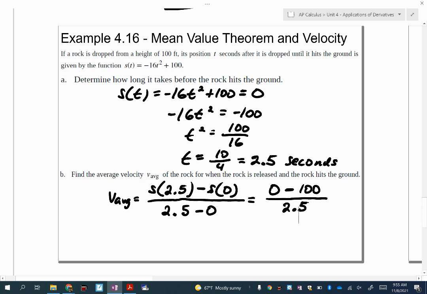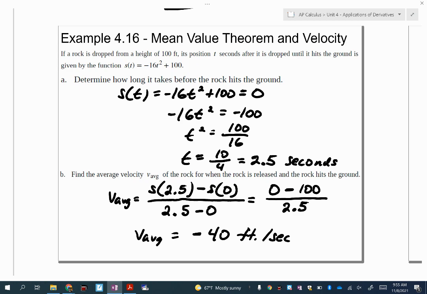So dividing 100 divided by 2.5, you can go to Desmos if you want for this. I'm just going to use my cell phone since it's right here. Gives me negative 40. All right, and that's feet per second. So that's the average velocity of the rock over the time frame 0 seconds to 2.5 seconds.